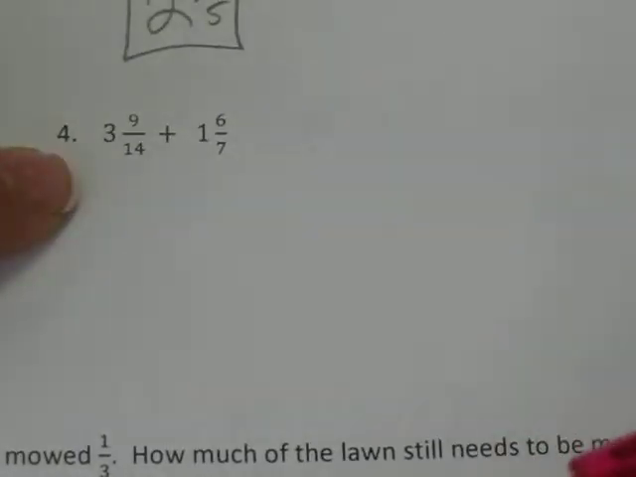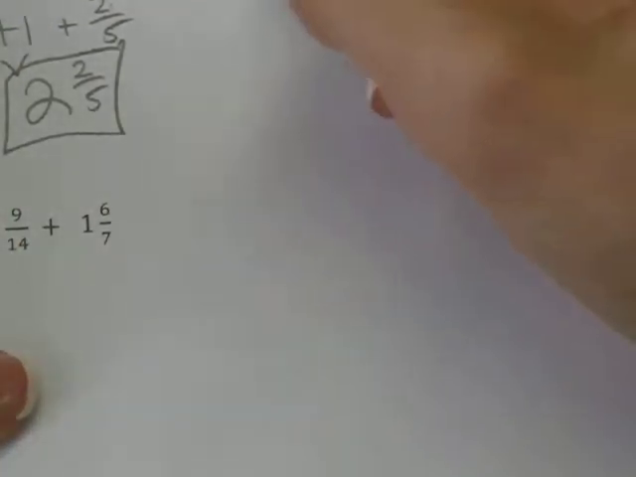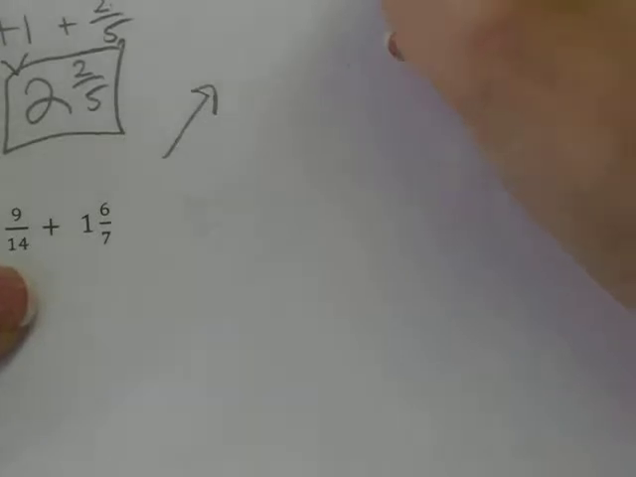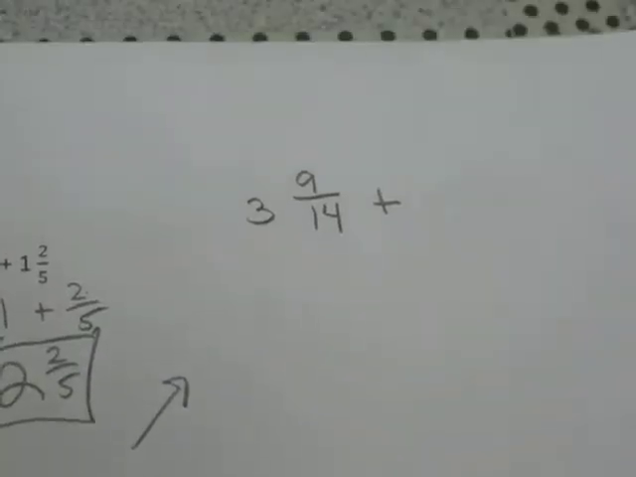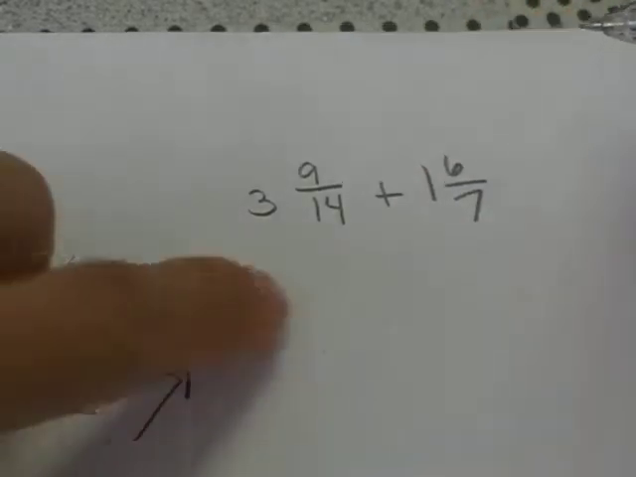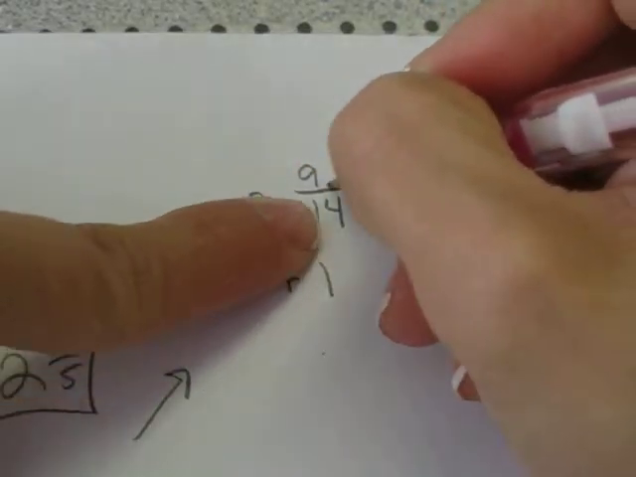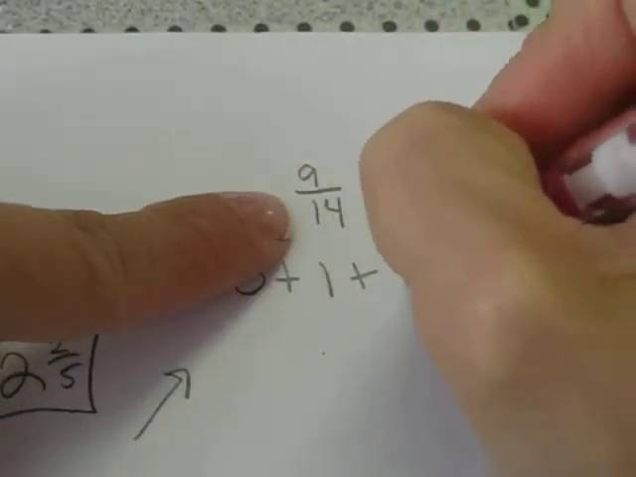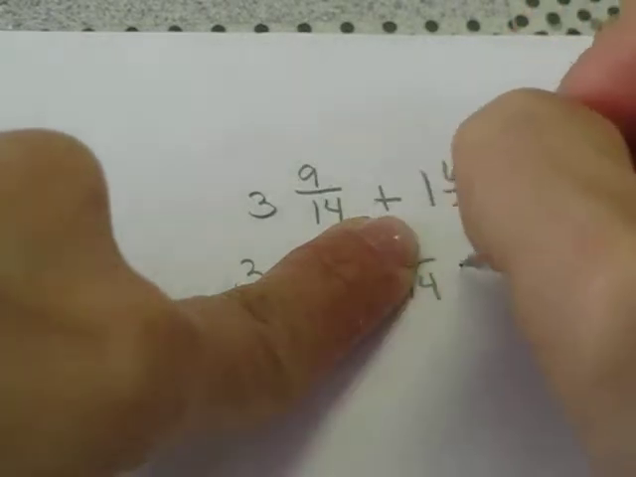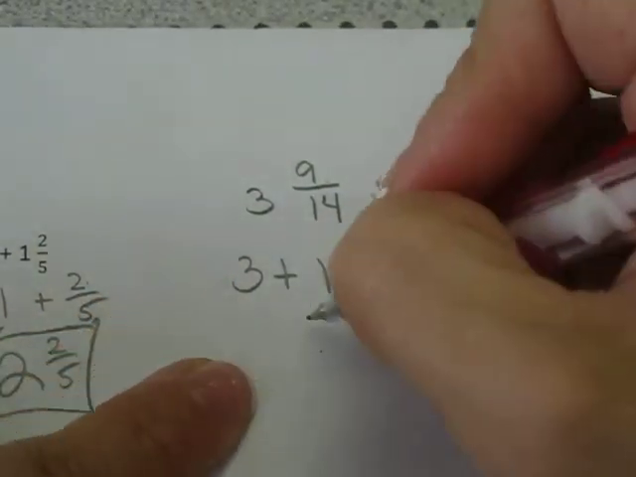Okay, number 4, I'm actually going to do number 4 over here on the side, because that way I don't run out of room. I have 3 and 9/14. Oops, sorry, can't see that. Plus 1 and 6/7. So the first thing I need to do is pull out my whole numbers. So I have 3 plus 1 plus 9/14 plus 6/7. Okay, and so I'll go ahead and add my whole numbers.